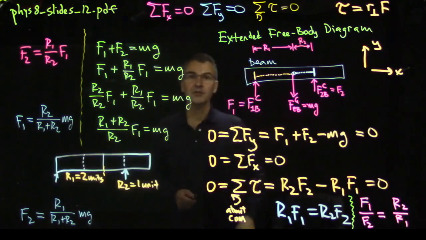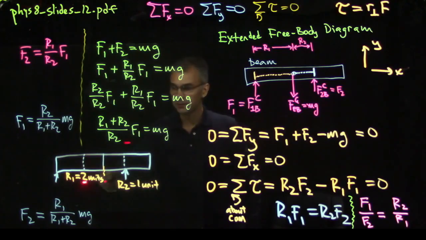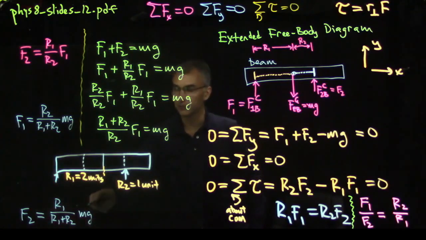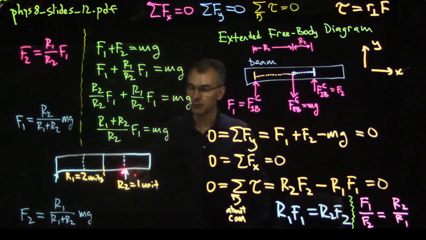Then to go back to one example from the first day of class, if support number 1 is 2 units away from the center, and support number 2 is 1 unit away from the center, then the force held by the first support will be 1 over 3, 1/3 of the total weight, and the force held by the second support will be 2 over 3, 2/3 of the total weight.